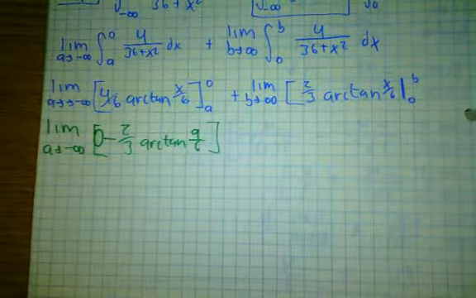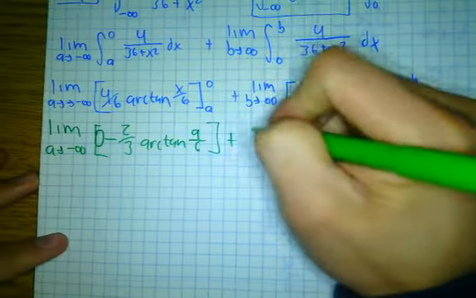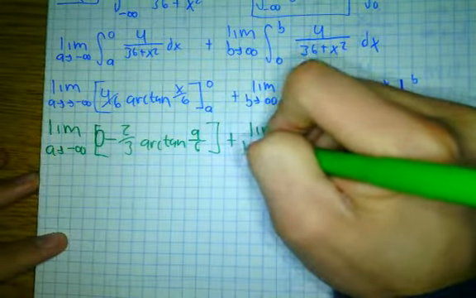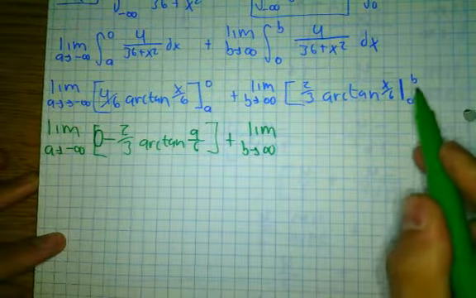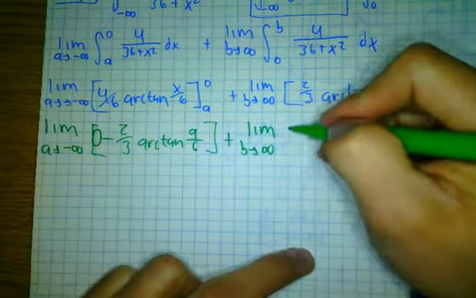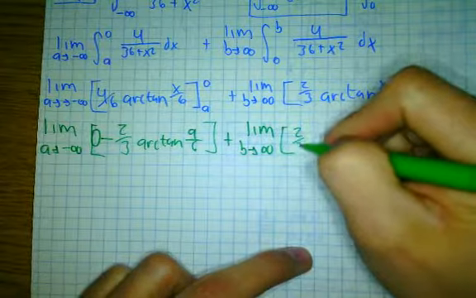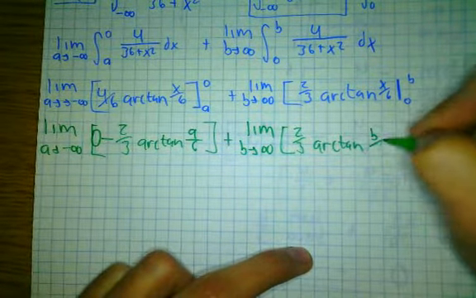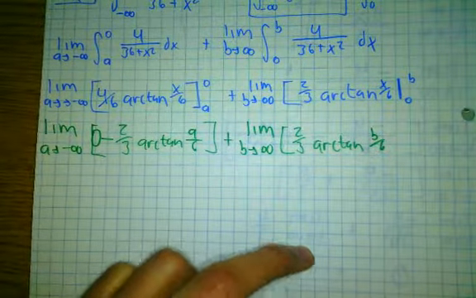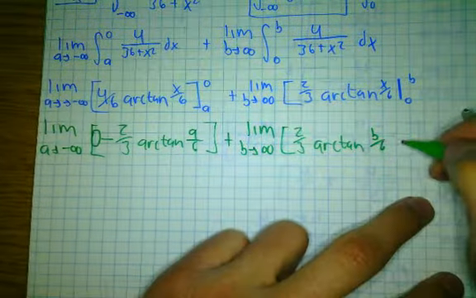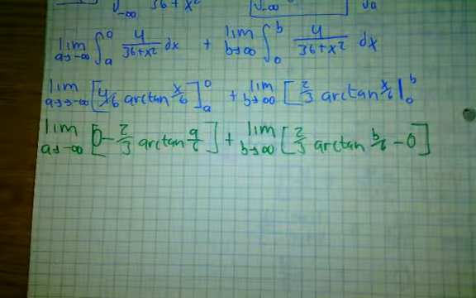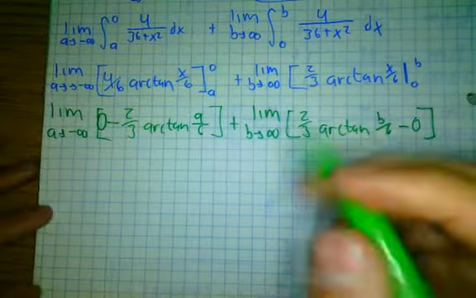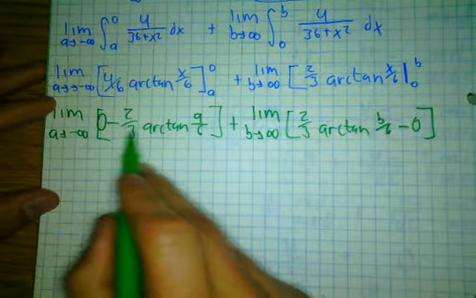0 minus, agreed? Okay. Now the other one becomes plus the limit as b approaches infinity, and this time we're going to plug in b first. So by plugging in b, we get 2/3 arctangent of b over 6, and once again, if I plug in 0, I'm just going to get 0. Yes? Okay, so here's where I'm left.